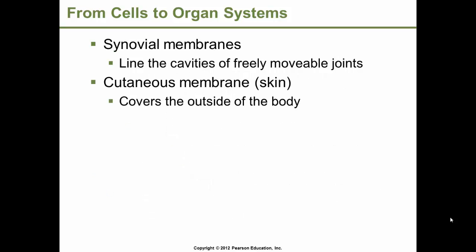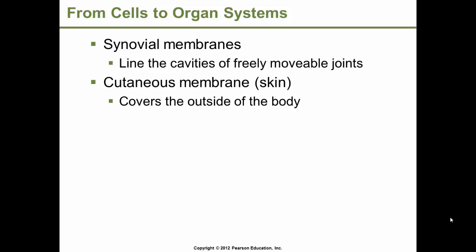Synovial membranes line the cavities of freely movable joints, such as that of the knee. The fluid that they produce can ease friction and also act as a lubricant. Cutaneous membrane is the skin, and it covers the outside of the body.